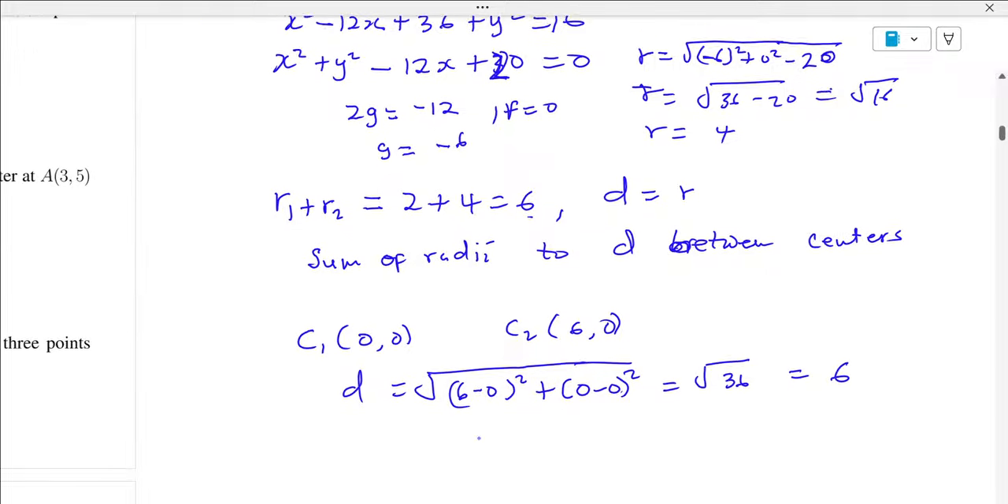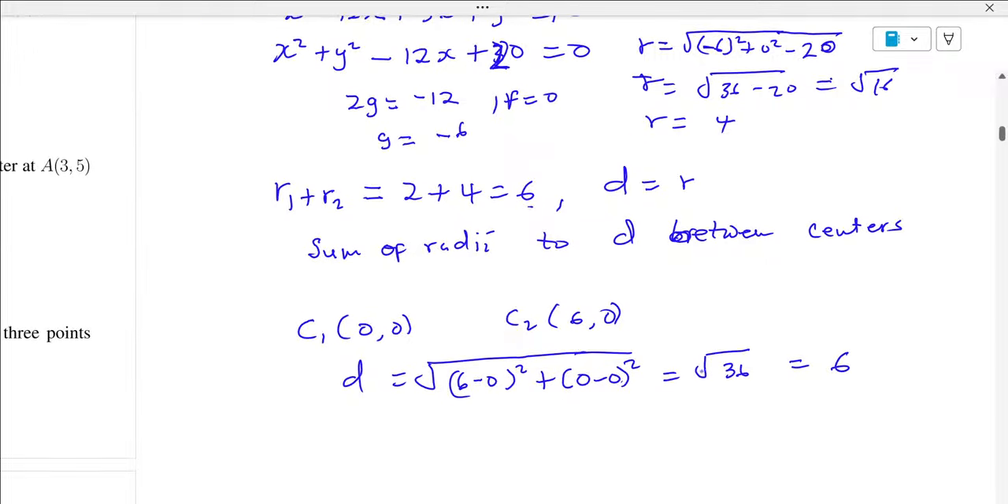So now, if we compare the distance between the centers and then the radii, and they are equal, then it means that the circles touch each other externally. If it is the other way around, it touches what? Internally. So you compare. If the radii is less than the distance, or it is greater than the distance, so you look at that.